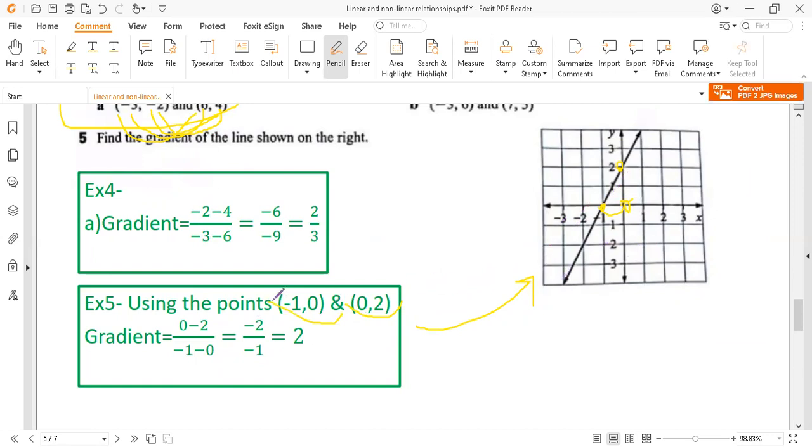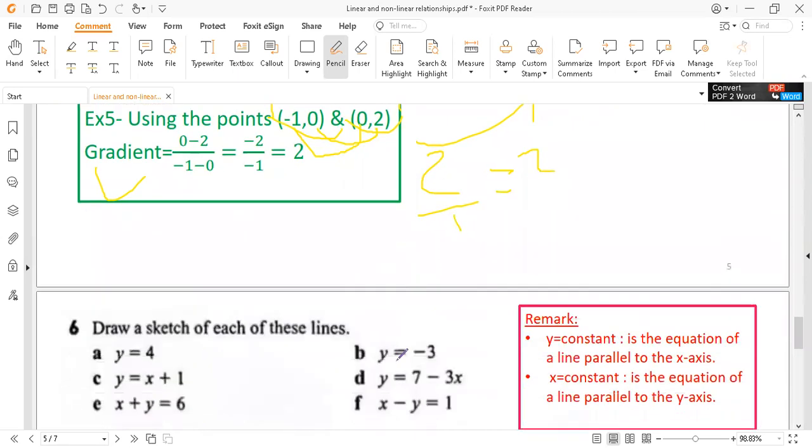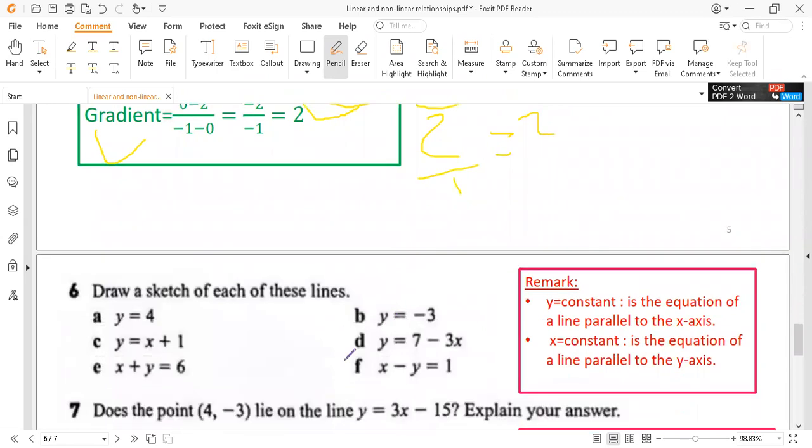So at this level, we have 2 points that are very sufficient to obtain and to calculate the gradient. Normally, y minus y over x minus x. 2 minus 0 is 2. 0 minus minus 1 is 1. So 2 over 1 is 2. Or we can use it in the reverse or the opposite order.